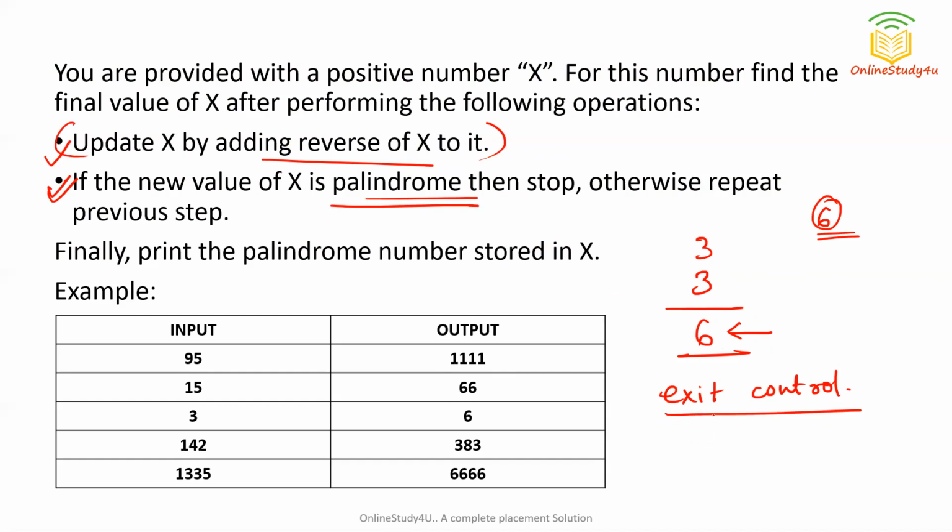In any programming language, we have an exit control loop. Its name is do while. So here I am going to use Java for coding. But don't worry, if you are not familiar with Java, you can still understand the algorithm very well. You can do the same thing in a different programming language also. So we will use do while. Now let us jump to the coding part.